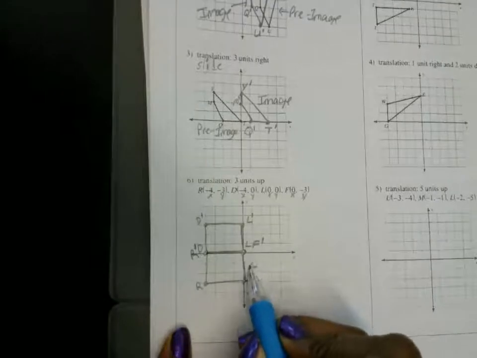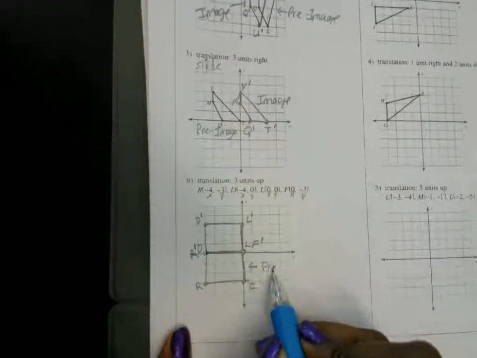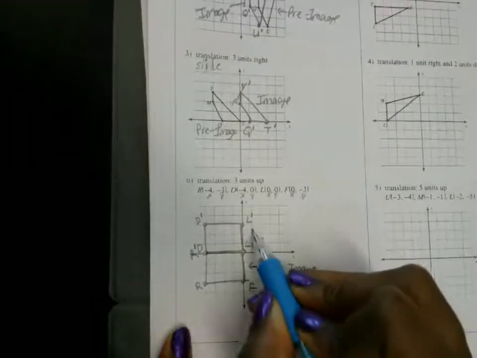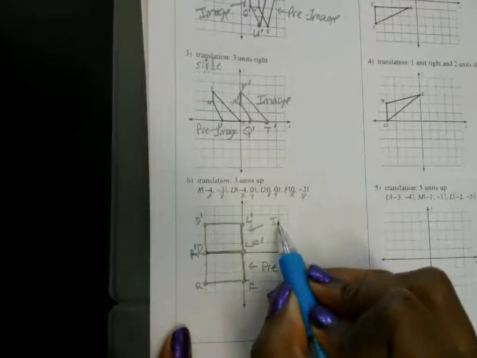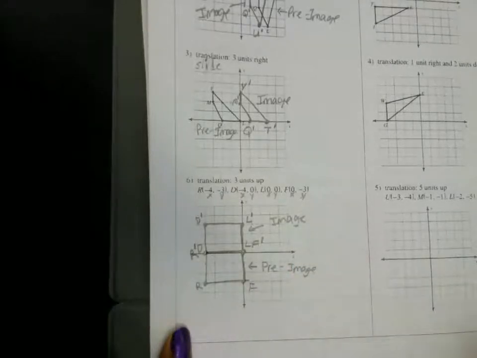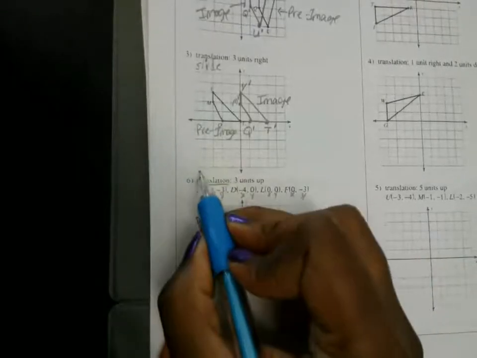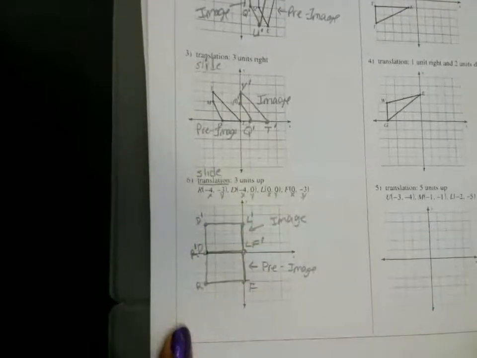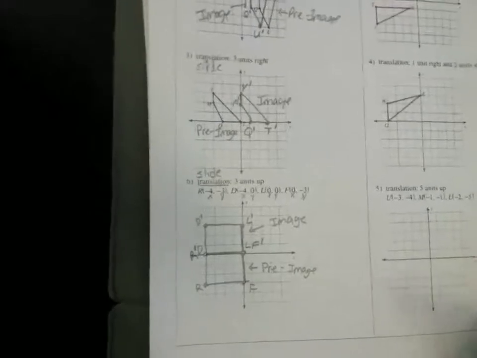The bottom one is the pre-image. That's before the move. The top is the image. That's after the move. Okay. Again, translation is to slide. Please pause the video as you need it. Let's go over to the next one.